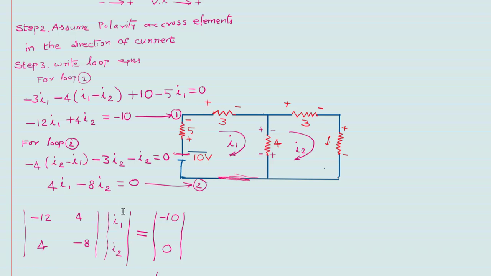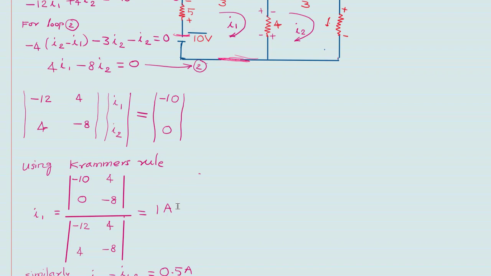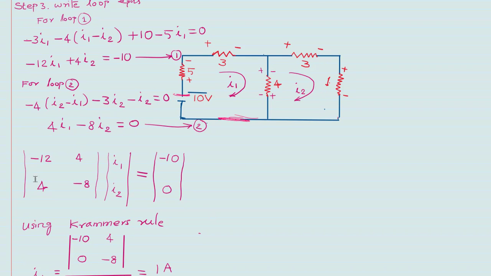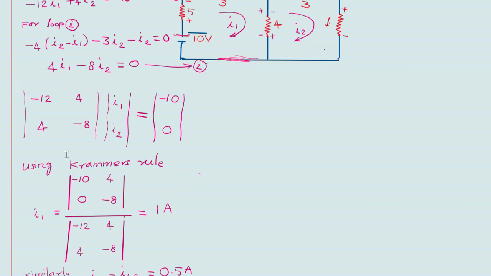And then current matrix is I1, I2 is equal to, so what is right side here? It is minus 10, and here it is 0. So now to get this I1 and I2, we use what is called Cramer's rule. So let us say we want to know what is the I1. So to get the I1, replace this first column with the right hand side matrix, that is minus 10, 0, and the other column will be as it is, 4, minus 8, and divide that with this matrix, that is minus 12, 4, 4, minus 8.